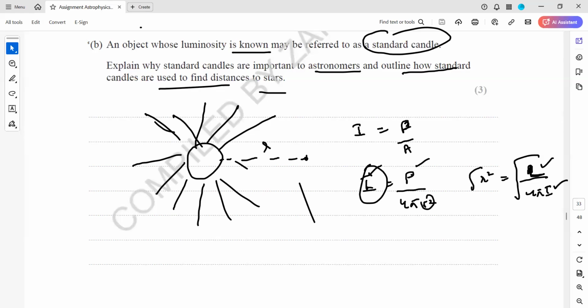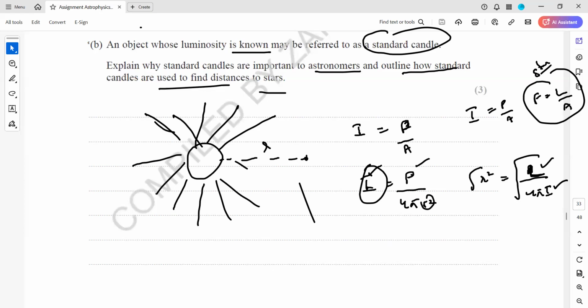Intensity refers to the brightness of the star or the flux of the star. You can refer to that as F. You can also refer to that as I. Usually you use the term intensity as power per unit area, or the flux is luminosity over area. So for a star, usually we use the term flux and luminosity rather than power and intensity.